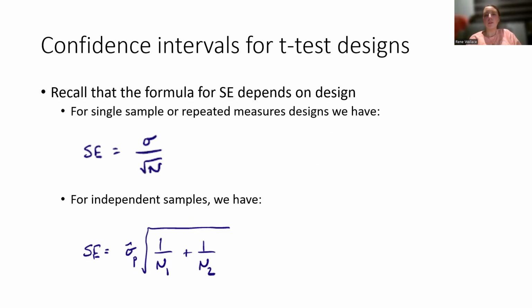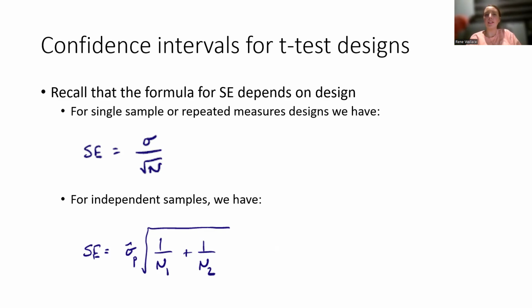So remember that our formula for standard error depends on the design. For a single sample or repeated measures design, we have standard error equals sigma hat divided by the square root of n. But if we have independent samples, we have standard error equals sigma hat p times the square root of 1 over n1 plus 1 over n2. So you need to know which one you're looking at, right?